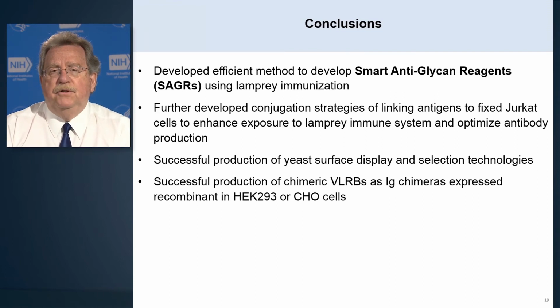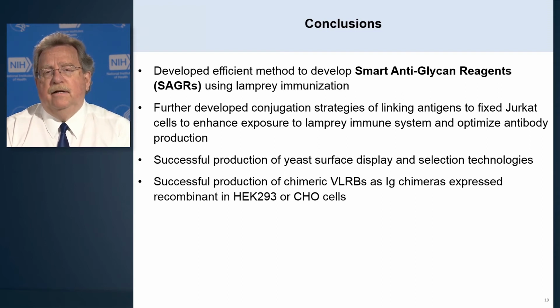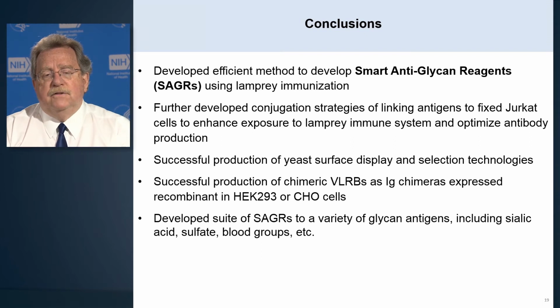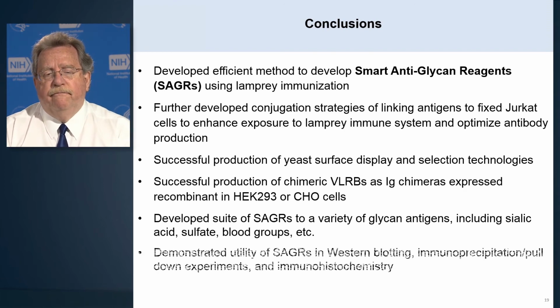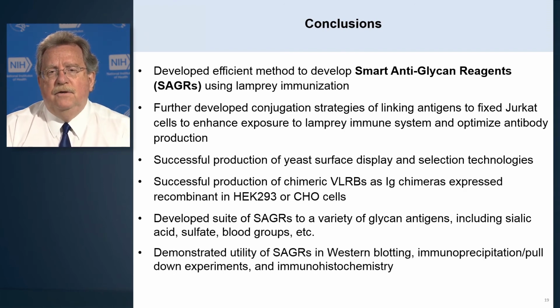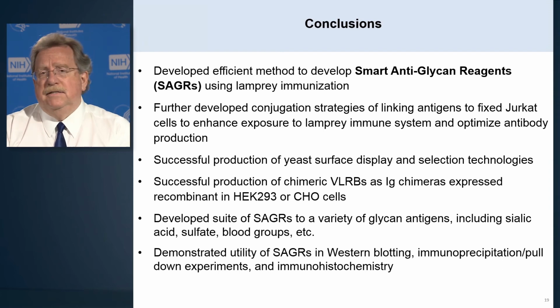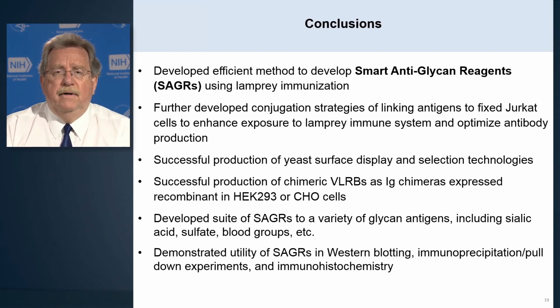We've also been able to produce these chimeric antibodies that have human immunoglobulin domains associated with the antigen recognition domain of the lamprey. And we've also developed a whole suite of these SAGRs to a variety of glycan antigens, including sialic acid itself, believe it or not, sulfated sugars, blood group antigens, etc. We've demonstrated that these SAGRs can be used in Western blotting, immunoprecipitation, pull-down experiments, conventional cell biology work, immunohistochemistry, in every conventional way that you've ever imagined that you could use an antibody. So I'm very proud of the work we've done in our team to develop these very unique reagents.